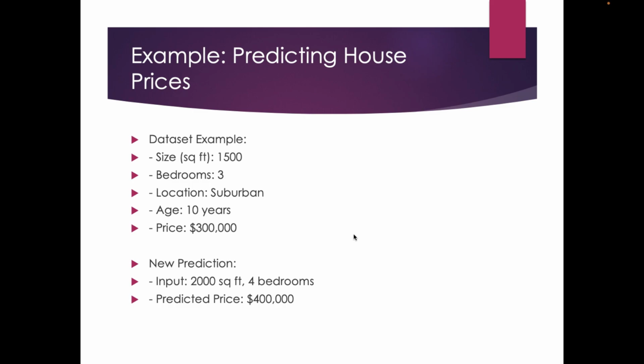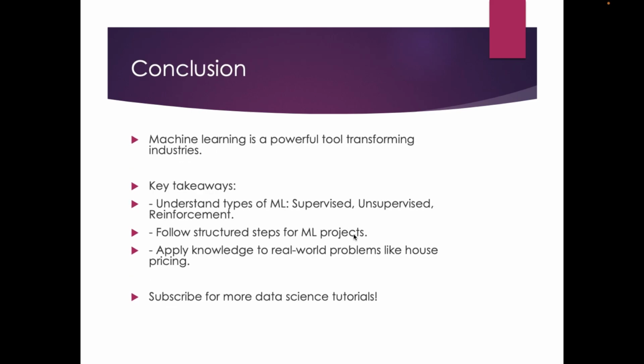For this, we use supervised learning. The model learns from this data using regression to predict the price of a new house. Example: a 2000 square feet house with 4 bedrooms. So, what will be the output after the model learns from the above data? After training and testing, the model predicts the new house price to be approximately $400,000.